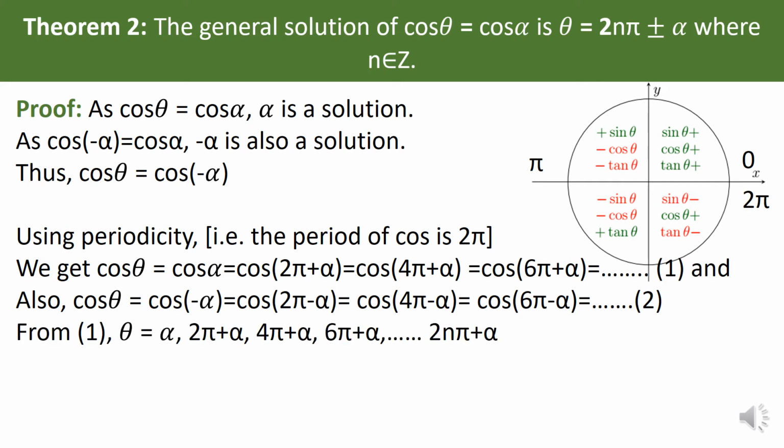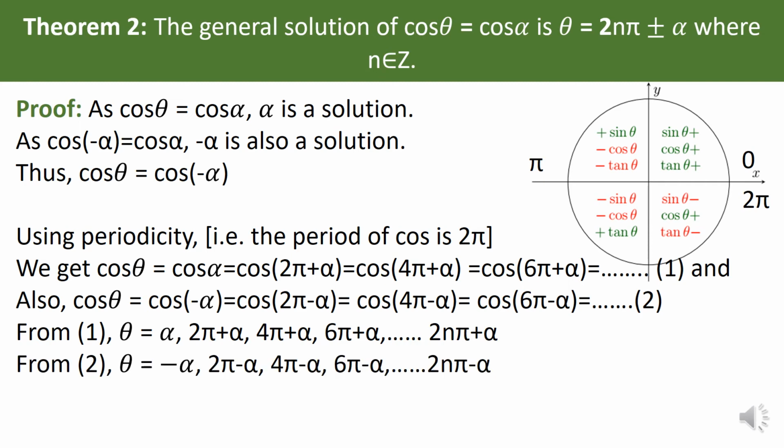And similarly, from cos theta is equal to cos minus alpha, we get it as equal to cos 2 pi minus alpha, cos 4 pi minus alpha, and 6 pi minus alpha, etc. So each time we complete a circle, the cos values are repeating themselves, as you can see. Now from the first statement, removing the cos from both the sides, we get theta is equal to alpha, 2 pi plus alpha, 4 pi plus alpha, 6 pi plus alpha, and generalizing, any even multiple of pi plus alpha, which is 2n pi plus alpha.